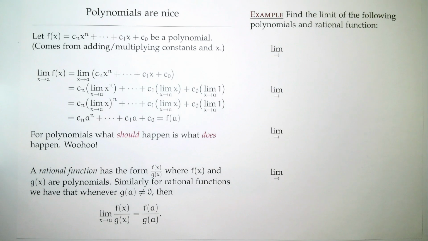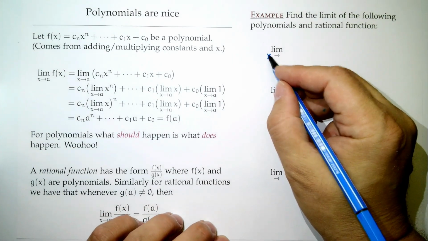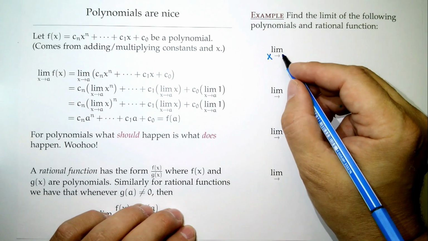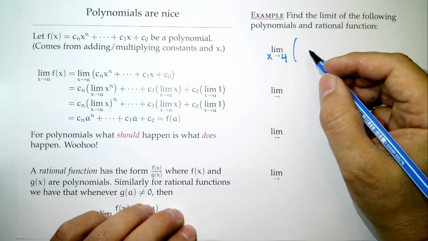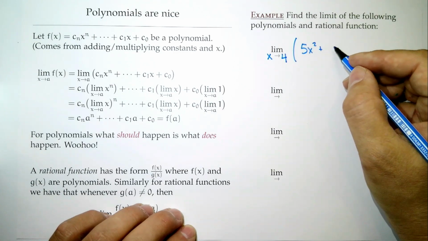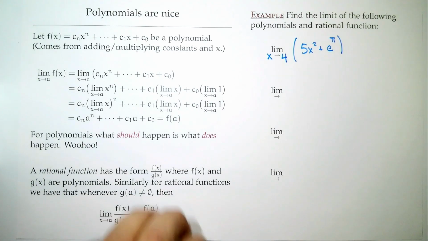Okay, so, let's start with an x. What do you want x to go to? 4. All right, what polynomial do you want? 5x squared. Let's make it interesting. E to the pi. All right, what's the answer?